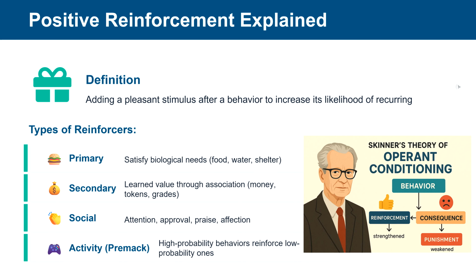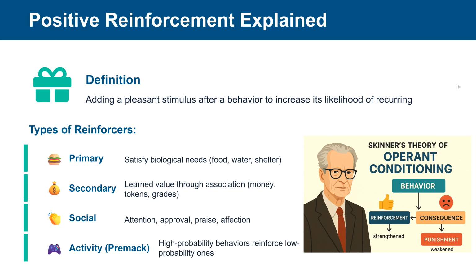Let us dive deeper into positive reinforcement, as it is the most powerful tool we have for changing behavior. When we add something desirable after a behavior, we increase the likelihood that behavior will happen again. There are different types of reinforcers: primary, secondary, and social. Primary reinforcers satisfy biological needs such as food, water, warmth, sleep. These are inherently reinforcing without any learning required.